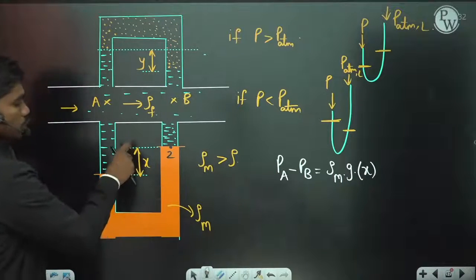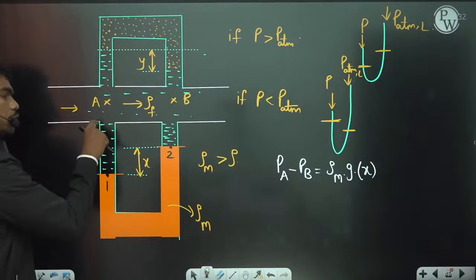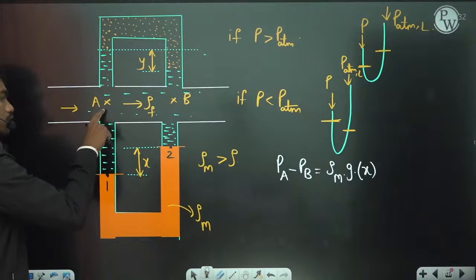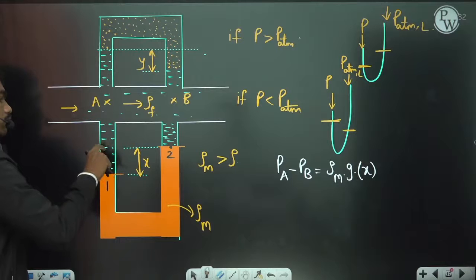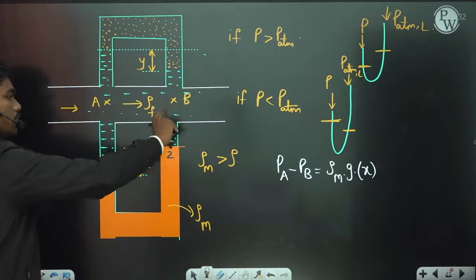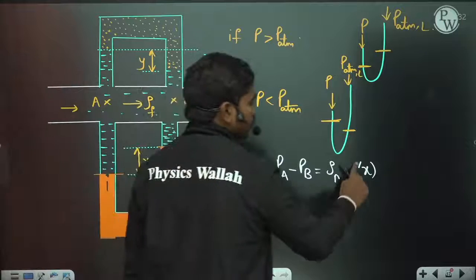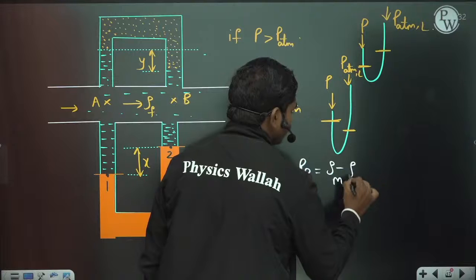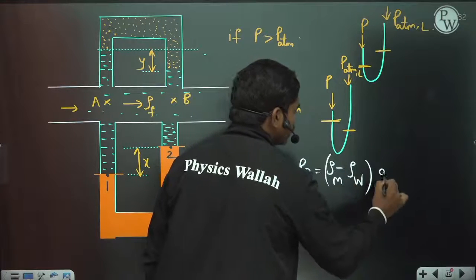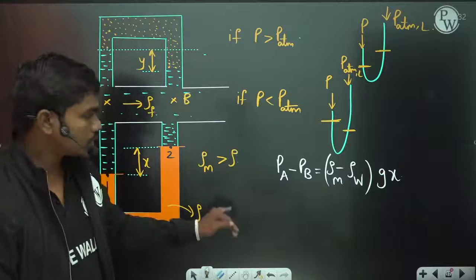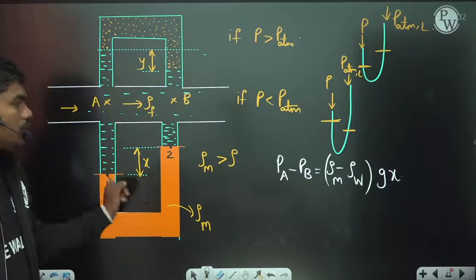Because if the manometer shows a deflection x, the pressure columns due to this water get cancelled out on both sides. So pressure at this location is equal to pressure due to this water column plus this water column. Similarly, pressure at this location is equal to pressure due to this water column plus the mercury. If you consider the density of water also, you will get density of manometric fluid minus density of water, times g times x. So the pressure difference between A and B is calculated using this method.